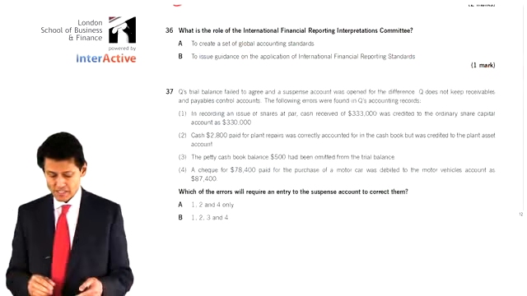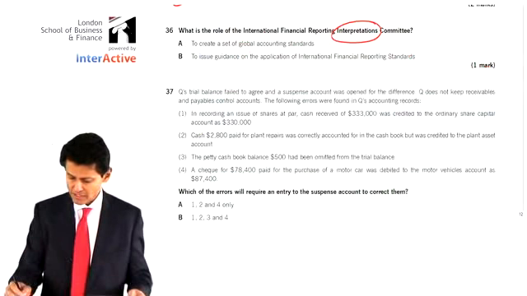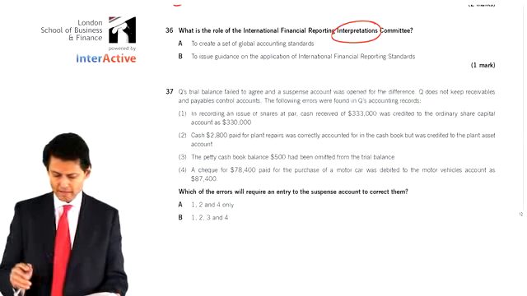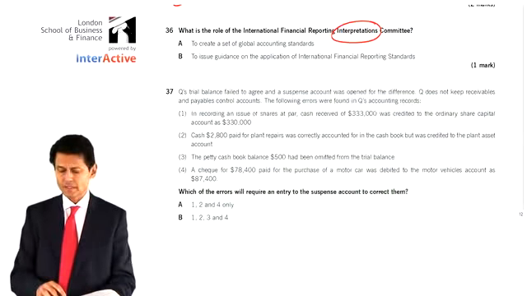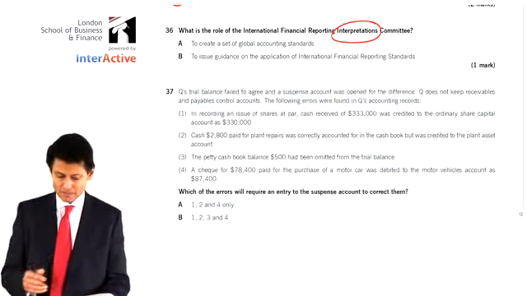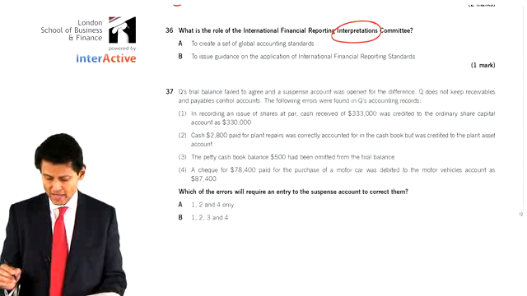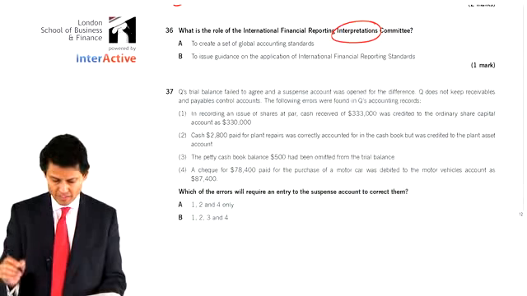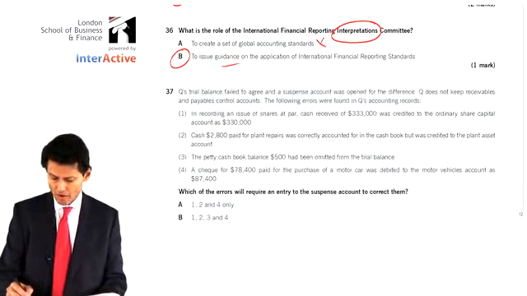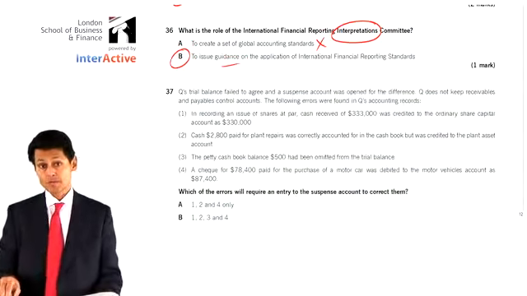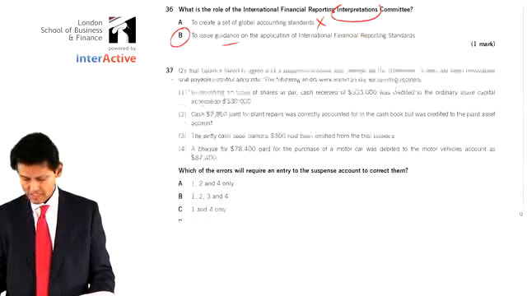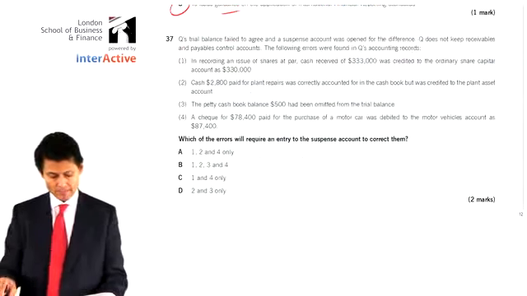What is the role of the International Financial Reporting Interpretation Committee? Now, it's quite advanced, quite a lot of general knowledge required there. The role of creating a set of global standards is, of course, the work of the Accounting Standards Board. So there's only one left. To issue guidance on the application of international standards, of course, that's absolutely fine. So I'm going to go for B. A is completely wrong. That didn't take long. So read some of these bits on accounting standards and concepts and things.